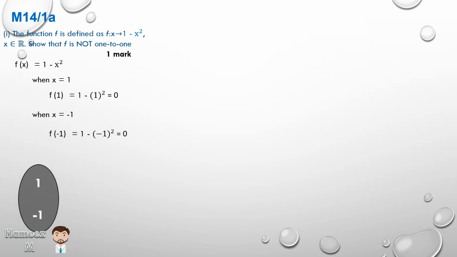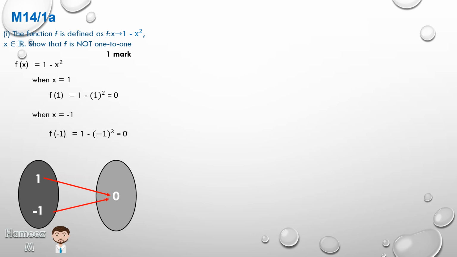So if we look at our diagram down below, where we have the domain in dark gray, when x is 1, it goes to the range value of 0. And when x is minus 1, it also goes to 0. So f is not a 1-to-1 mapping.